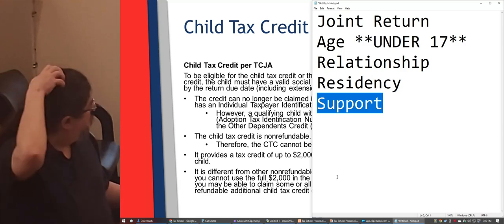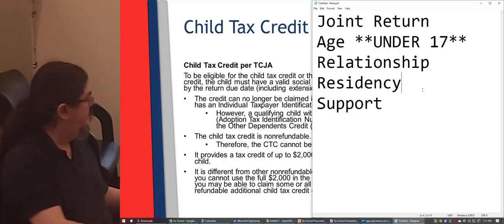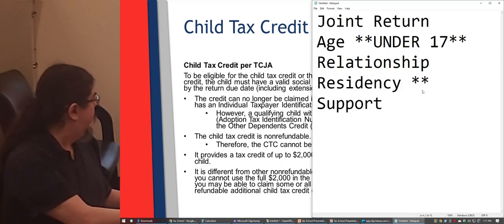So it's okay if these things might as well not say the kids actually need to stay longer. Okay. The residency test is slightly different also for the child tax credit.